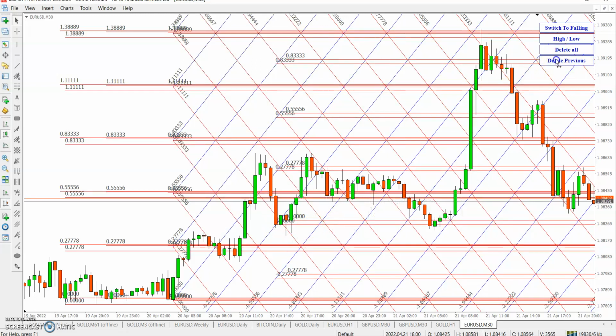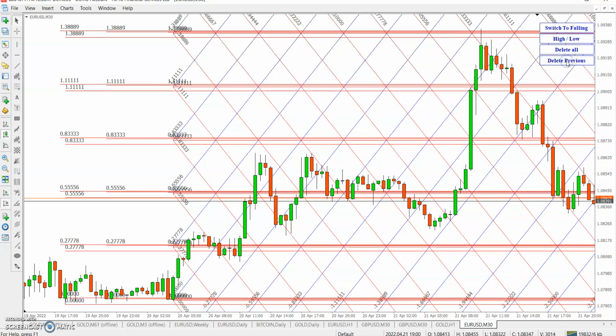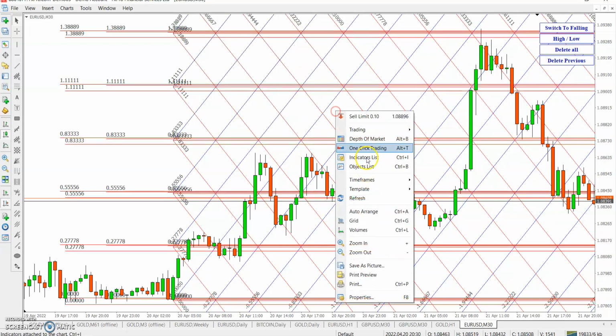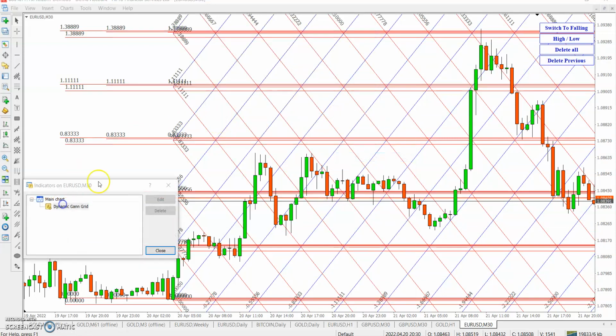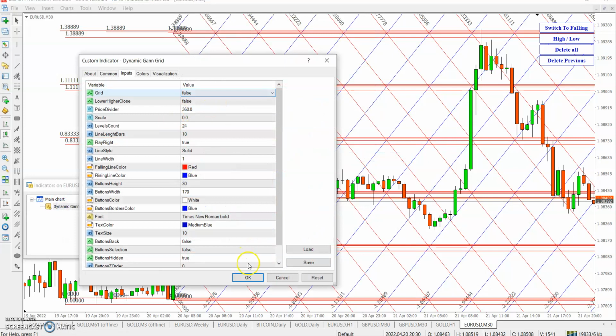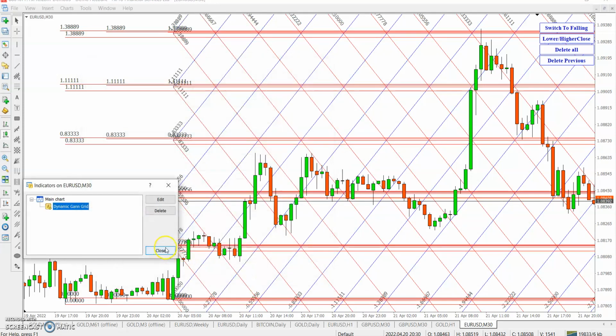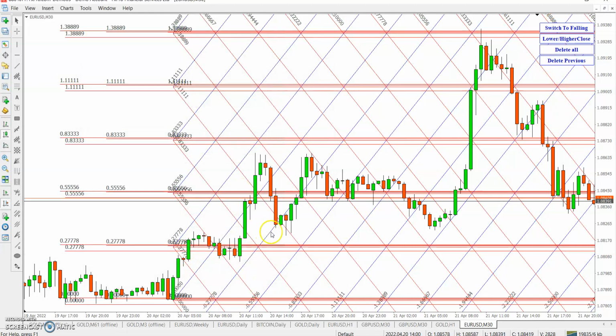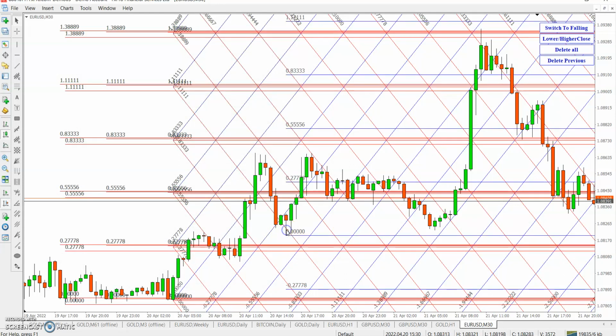Delete previous: there is a button, we added the delete previous, so the previous values can be deleted here. Now this one needs to be false, and apply. Same thing here.